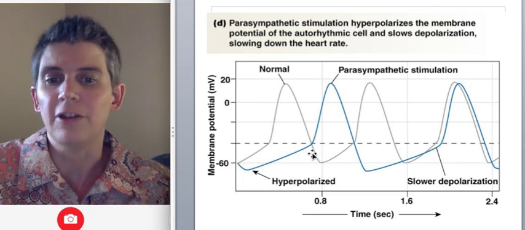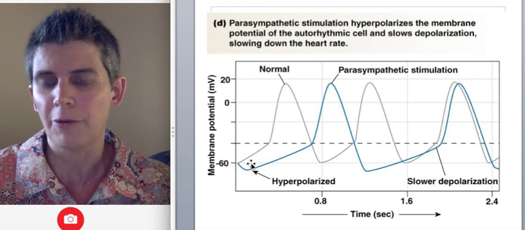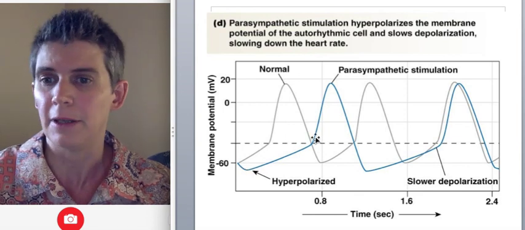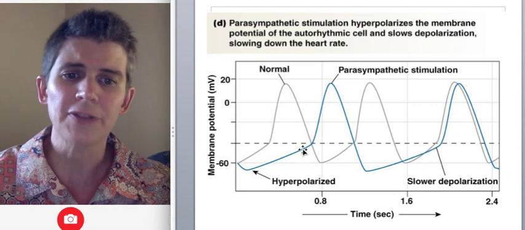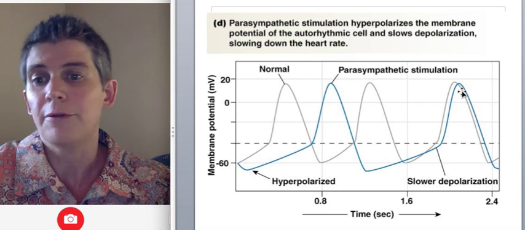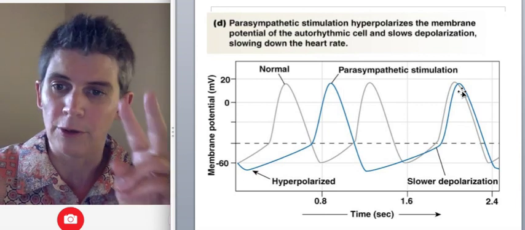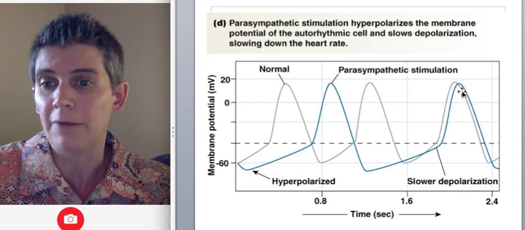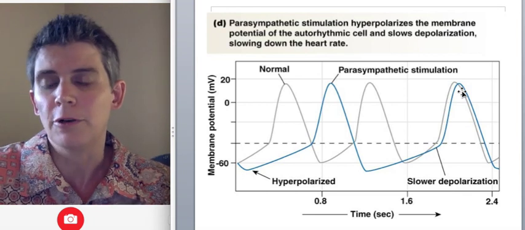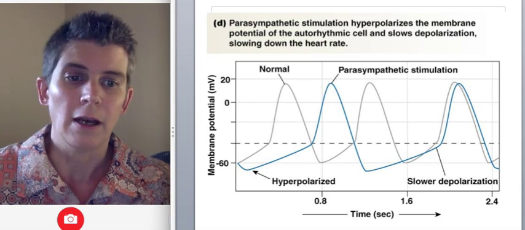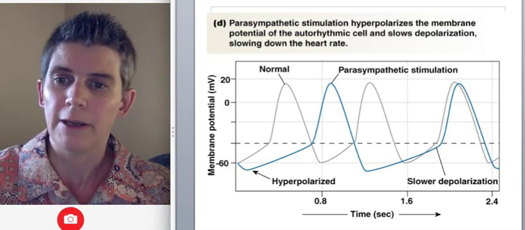The time it takes to get up to the point where you trigger that action potential by reaching the opening voltage of these voltage-gated ion channels takes longer. So again, if you look at the normal slope here, and then the slope under strong parasympathetic stimulation, you see that the heartbeats are going to be much farther apart. In fact, across this slide, there are 3 heartbeats in the normal state, and only 2 heartbeats over the exact same amount of time under parasympathetic stimulation. So it can really slow down heart rate.